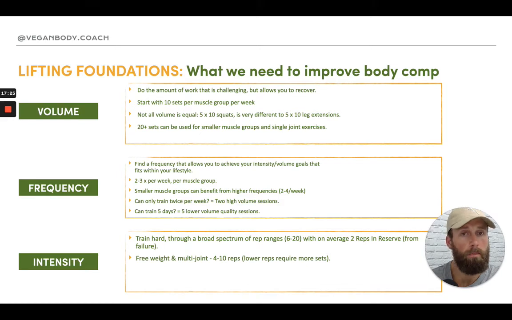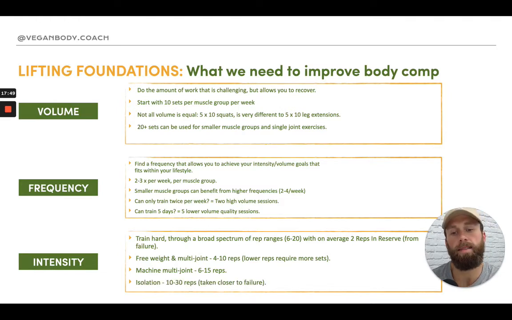Lower reps require more sets. So for example, if you're doing a set of 4 on a barbell row, you might want to do 4 or 5 sets as opposed to just 2 or 3. And then on machine multi-joints, we're looking at 6 to 15 repetitions. So this might be things like a lat pull down, a machine chest press, things like this. 6 to 15 reps is probably a good place to sit.